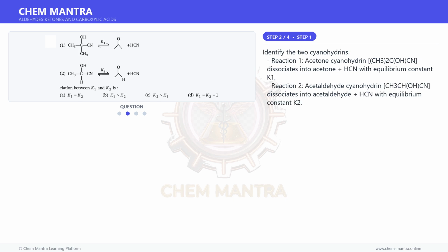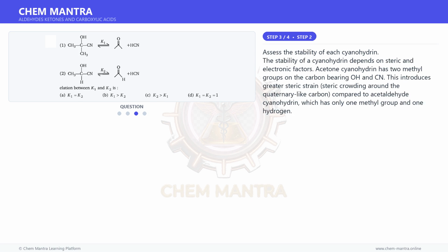Moving on to the next step. Identify the two cyanohydrins. Reaction 1: acetone cyanohydrin, (CH3)2C(OH)CN, dissociates into acetone plus HCN with equilibrium constant K1. Reaction 2: acetaldehyde cyanohydrin, CH3CH(OH)CN, dissociates into acetaldehyde plus HCN with equilibrium constant K2.